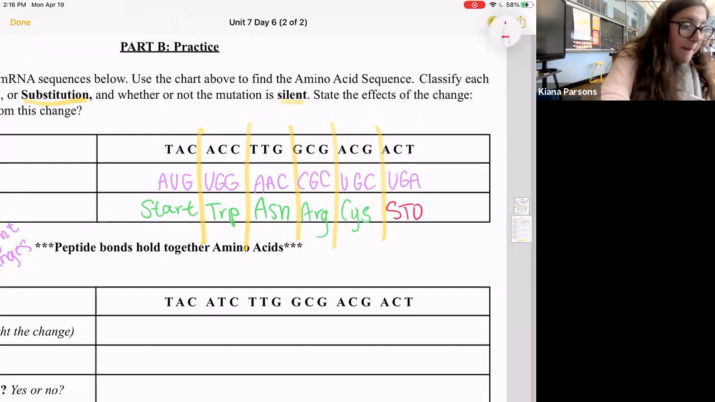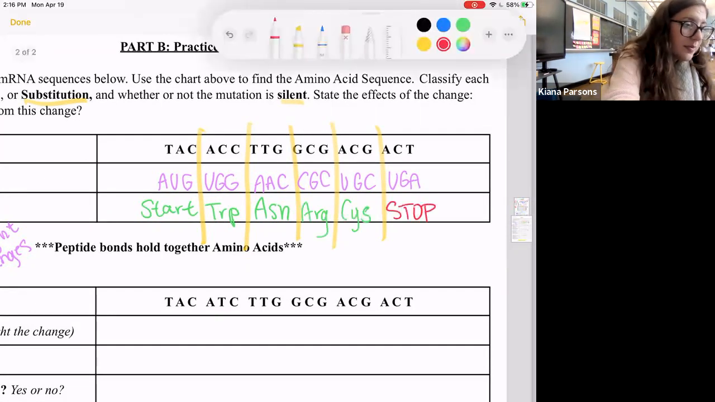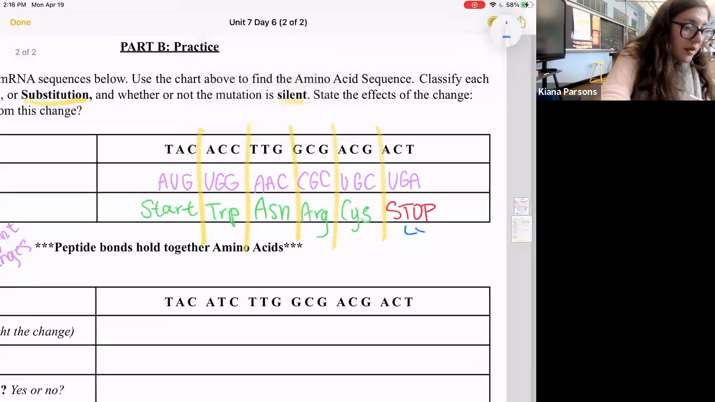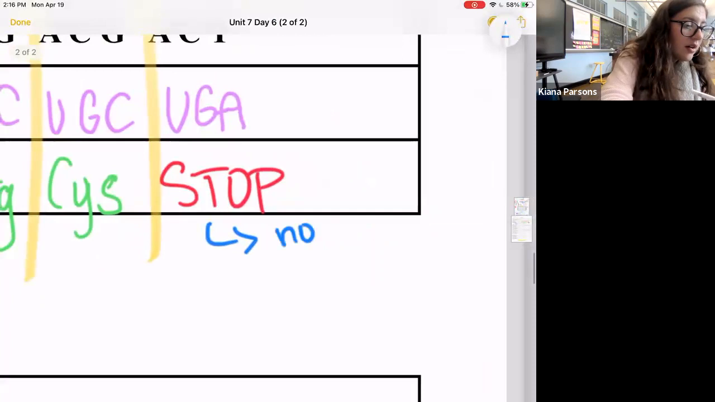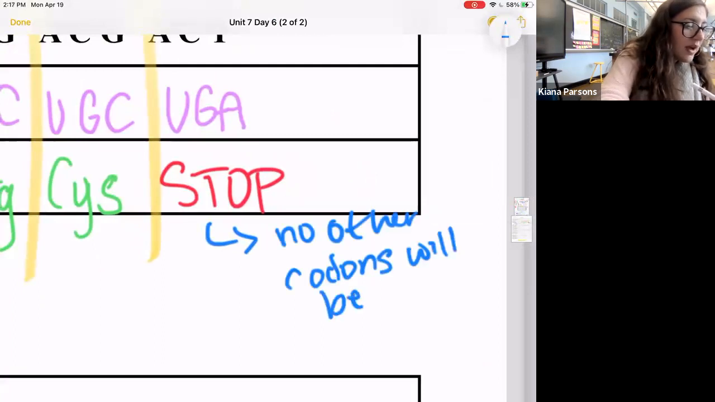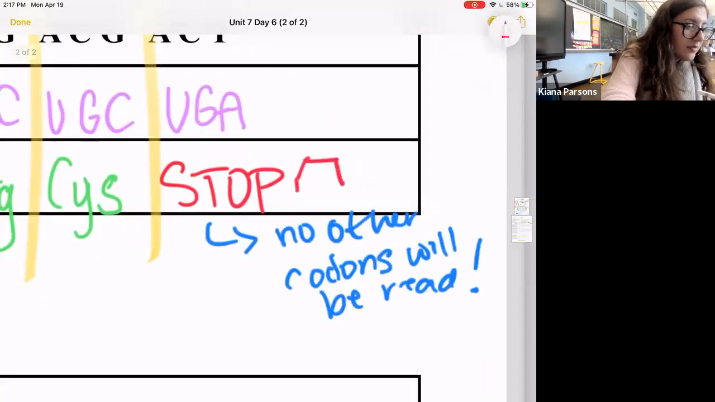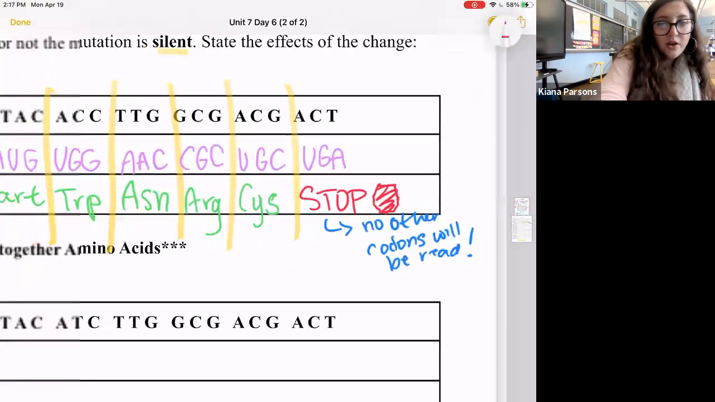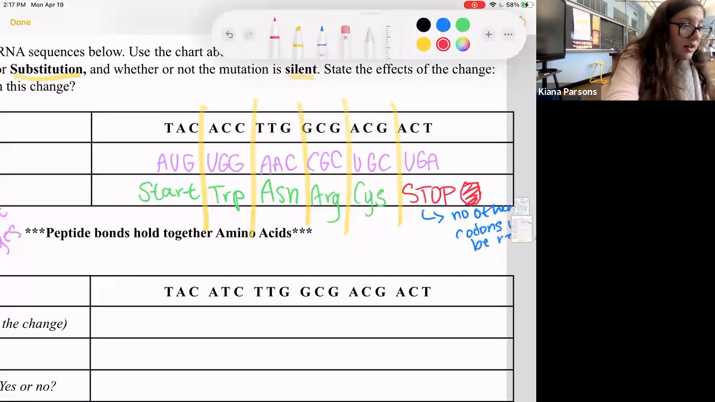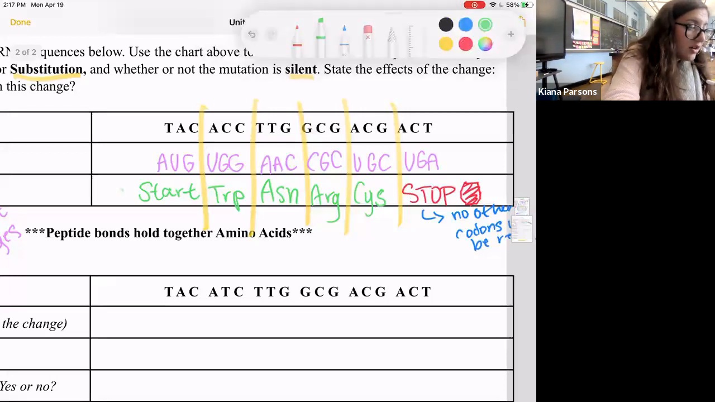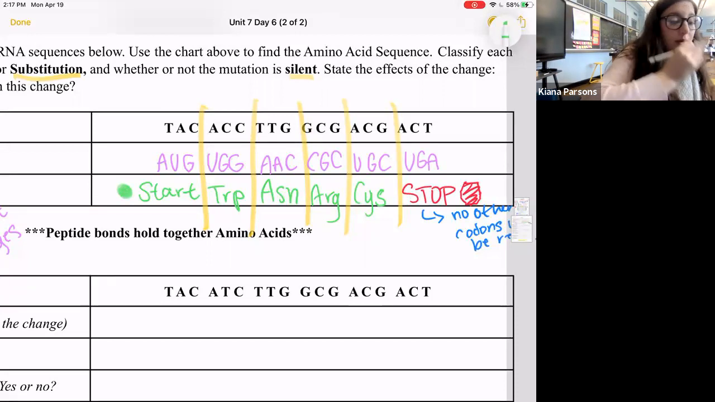So whenever a stop occurs, no other codons will be read. So there could be a million codons after stop, but they will not be read after the stop. Stop means stop. Drawing a little stop sign. Stop means stop. Do not pass go, do not collect $200. And start is the start of our sequence, and stop means stop.